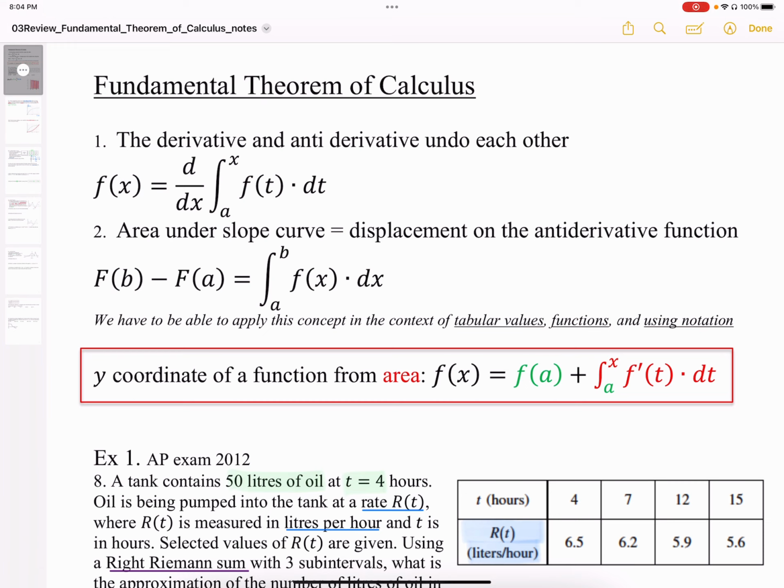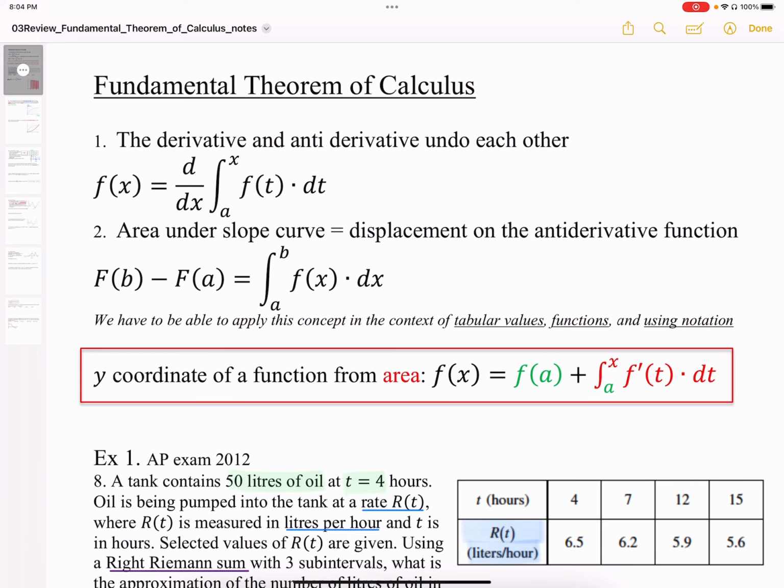The other part of the fundamental theorem of calculus is that the area under the slope curve, or the area under the derivative, is the displacement on the antiderivative function. So here we have f of x in the integral. That represents the derivative of big F, and the displacement on big F represents the area underneath that derivative function.